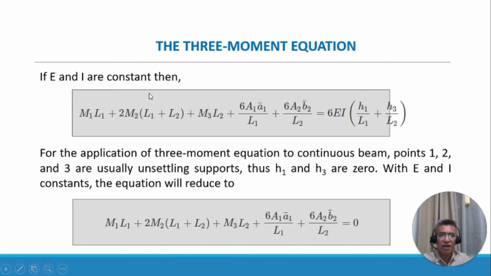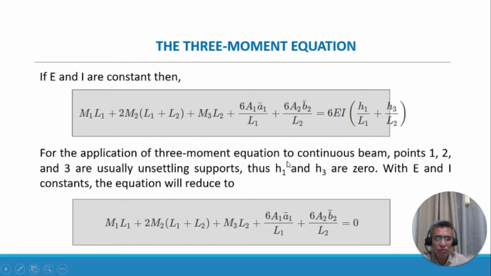If E and I are constant, then M1 L1 plus 2 M2 times L1 plus L2 plus M3 L2 plus 6A1 A1 bar all over L1 plus 6A2 B2 bar all over L2 is equal to 6EI multiplied by H1 all over L1 plus H3 all over L2.